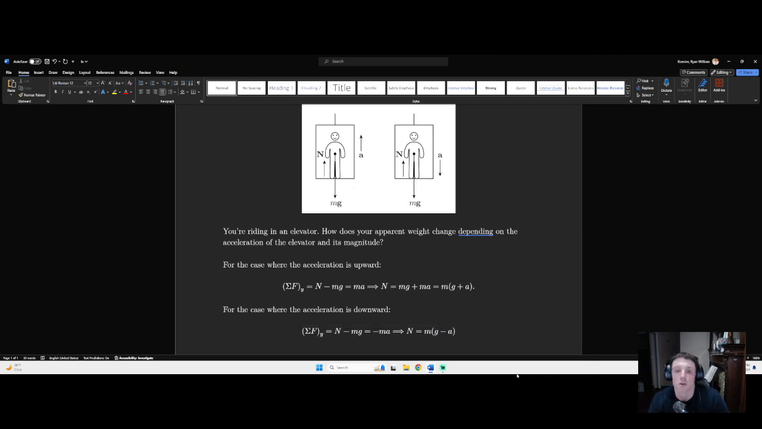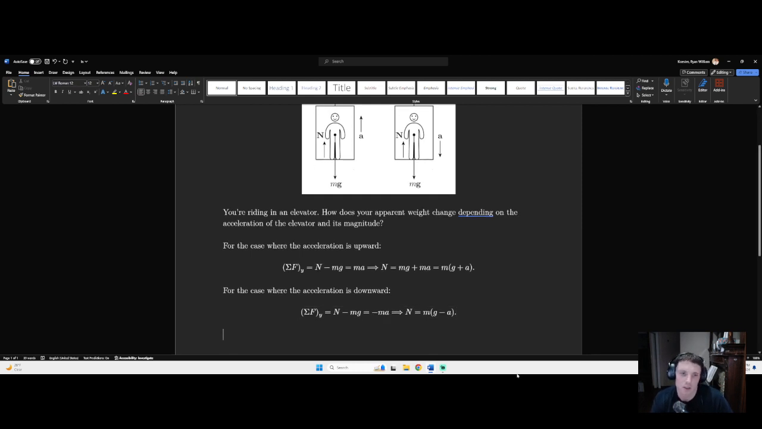In this case, it works out to be N equals m times (g minus a). To summarize, when the elevator is accelerating up, your apparent weight increases. Maybe you've noticed this if you've ridden an elevator. When it starts to move up, you feel a little bit heavier. Now, when it moves down, your apparent weight decreases by an amount ma, where m is your mass and a is the magnitude of the acceleration.